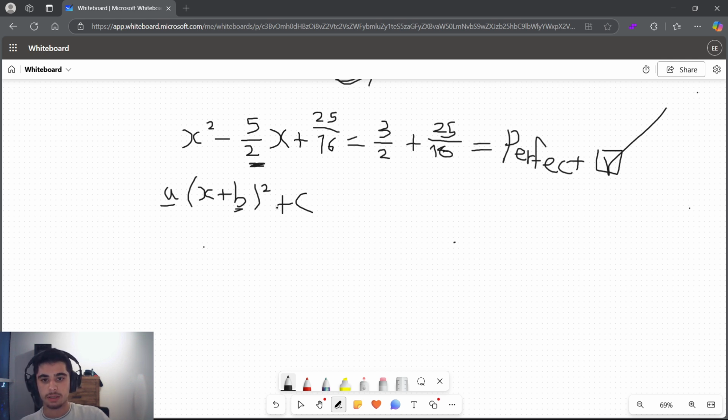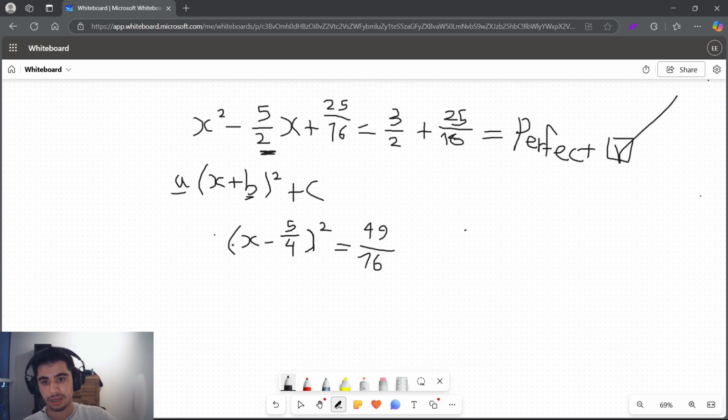So we already know that this divided by 2 is 5 over 4. So x minus 5 over 4 squared is equal to, and if we add those two up, 3 over 2 plus 25 over 16, 49 over 16.